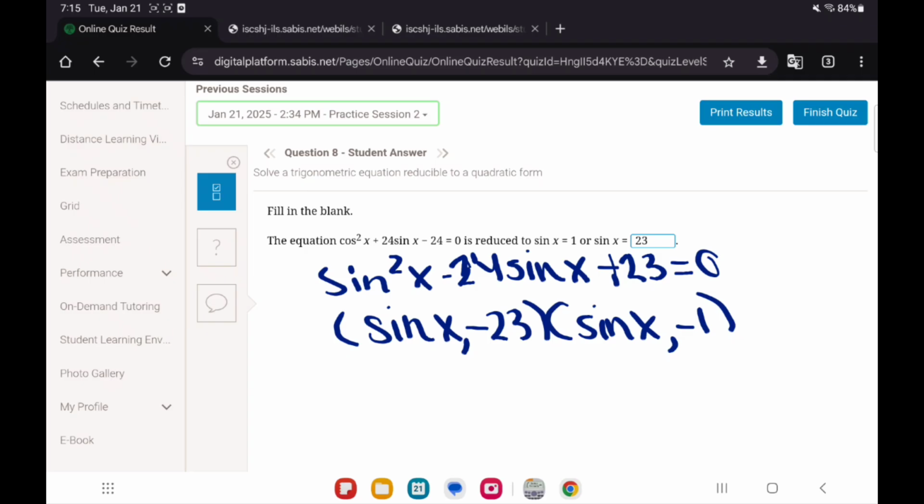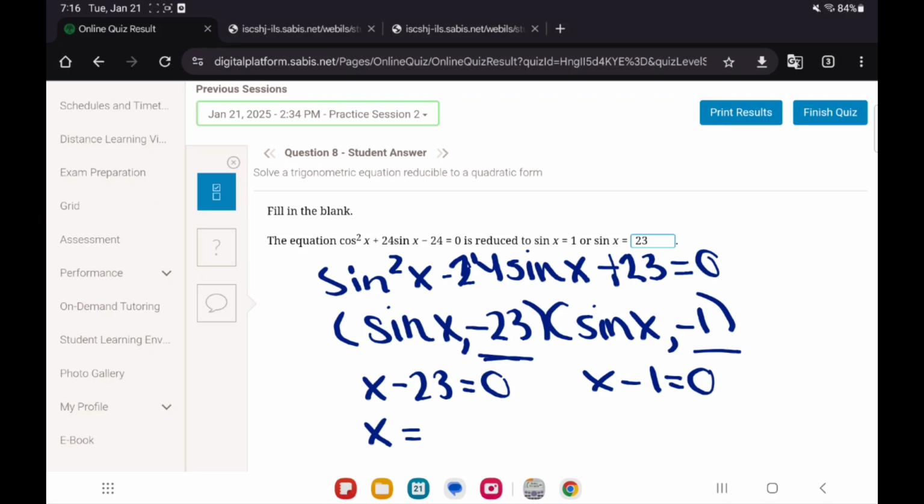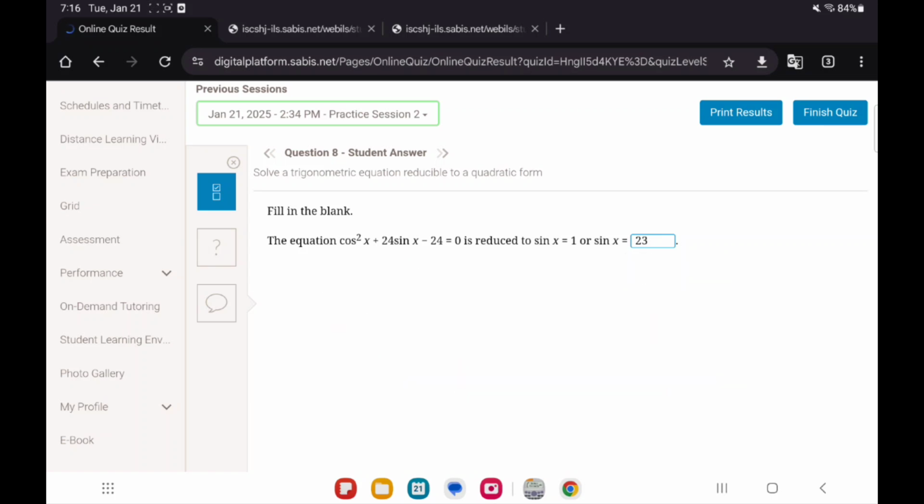Okay, I rewrote it because it got erased by accident. Now we have to set each factor equal to 0 so we can find x. So sine x minus 23 equals 0, and sine x minus 1 equals 0. Here we move the minus 23 to the other side and it becomes positive 23. And here the minus 1 goes to the other side and becomes positive 1. They already gave you positive 1, so you just have to fit in 23. And that's that.